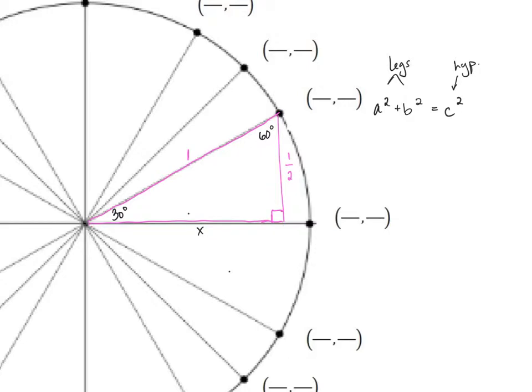Now, on this triangle, our hypotenuse is 1. So I'm going to plug that in. We know one of the legs is 1/2, and it doesn't really matter if I put that in for a squared or b squared. So 1/2 squared plus b squared, which we don't know, equals 1 squared. So 1/2 squared is 1/4. And 1 squared is 1. So I'm going to subtract 1/4. I have b squared equals 3/4.